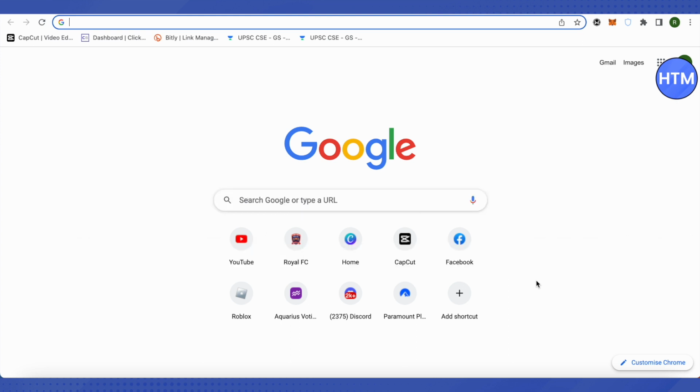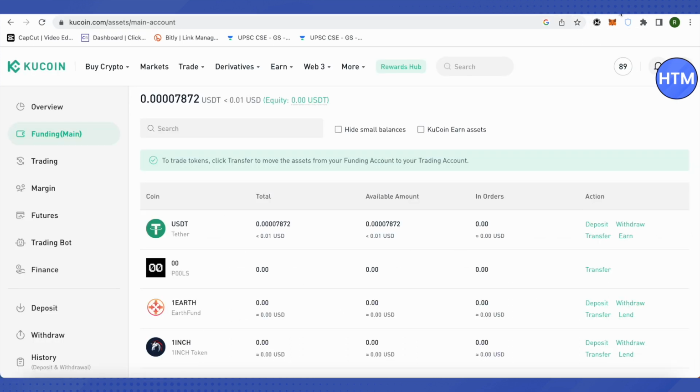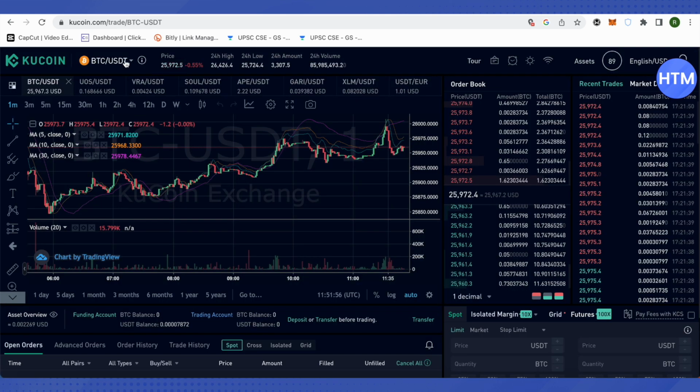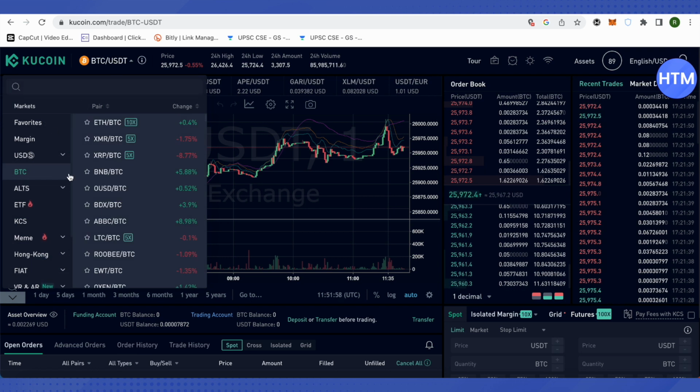to our bank account. So for that you need to open up your KuCoin account, and after that make sure that you sell all your existing cryptos into USDT. For that you need to open up trade and then spot trading. After that select the pair of the crypto that you have and sell it for USDT.